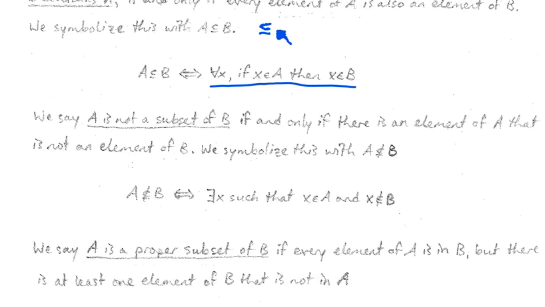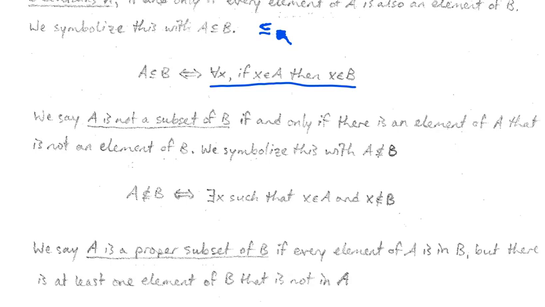Now, this notation here, as we just said, includes the possibility that A is equal to B. It includes the possibility that A and B are the same set. We have a related yet separate term for when A is a subset of B and A and B are not the same. We call A a proper subset of B. So we say A is a proper subset of B if every element of A is in B, but there is at least one element of B that is not in A.